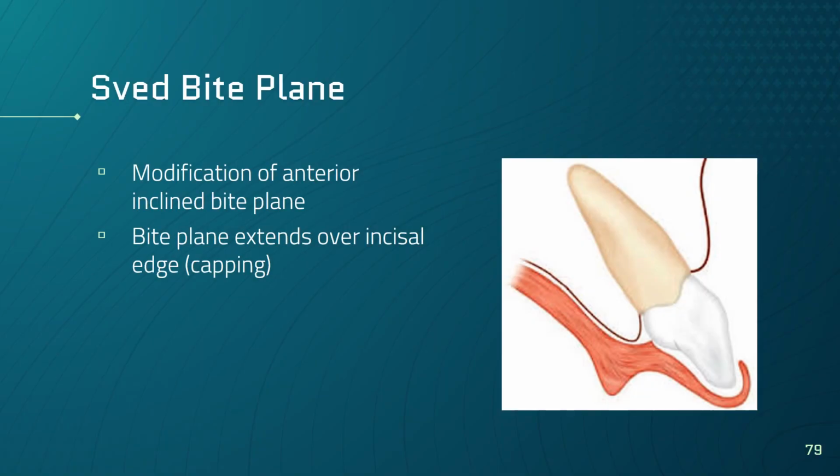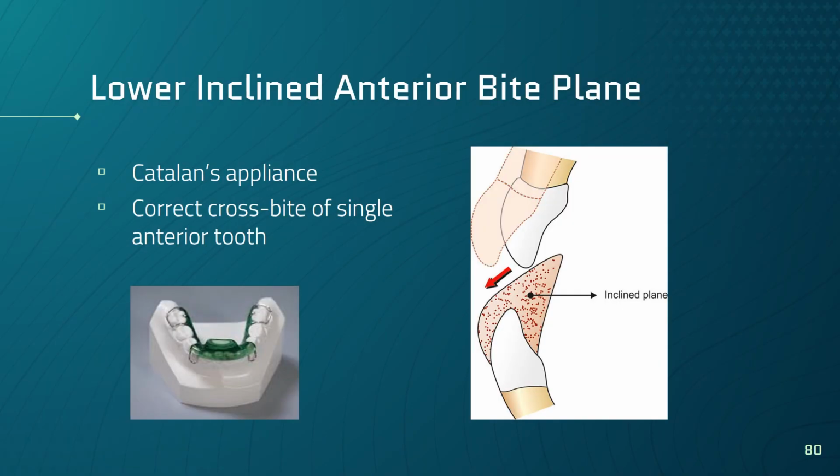Now, the Sved bite plane. Now, this is basically a modification of the anterior inclined bite plane. So, this is the inclined anterior bite plane, and as you can see, the bite plane is extended over the incisal edge to produce the incisor capping. Now, the lower inclined anterior bite plane. Now, this is commonly known as the Catalan appliance. Catalan's appliance is used to correct the cross bite of a single anterior tooth.